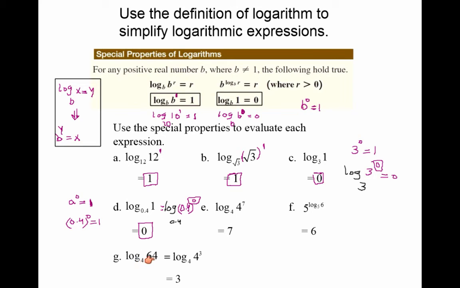Last example in here. What's log of 64 with the base 4? Well, I have to see if I can make 64 a power of 4. Is 64 a power of 4? Sure is. 4 times 4 times 4 is equal to 64. So if I replace 64 with 4 to the power of 3, this base and this base match. So the whole thing must be equal to 3 according to this property.